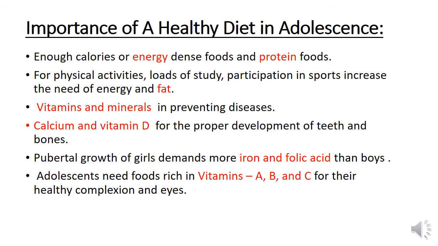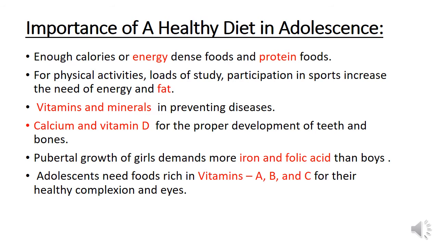That's why we also consider fat as a good source of food nutrients. Then other things are vitamins and minerals, which actually help to prevent diseases, so they are also important for their diet. Calcium and vitamin D are the most important for bone and teeth growth, for healthy teeth and for healthy bones. So the calcium and vitamin D supply is also important for the adolescents' diet, especially the girls for their pubertal growth age.